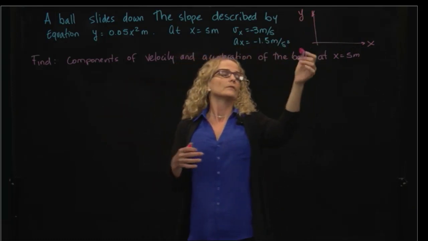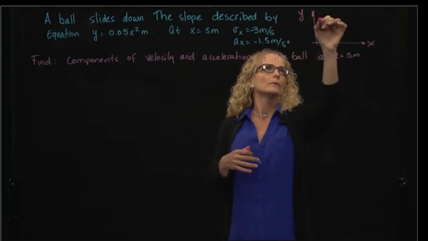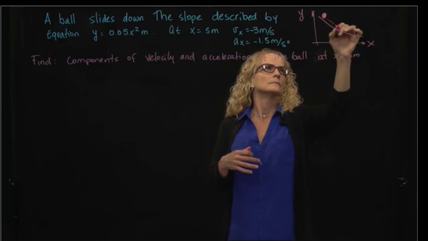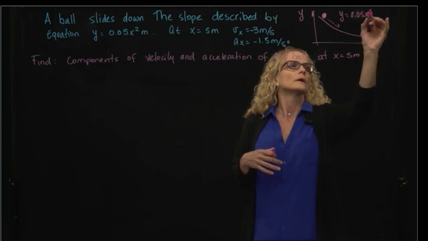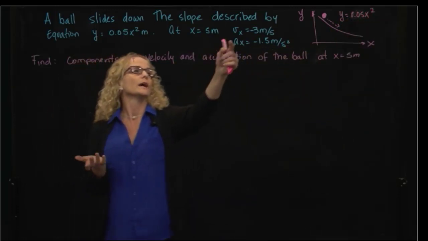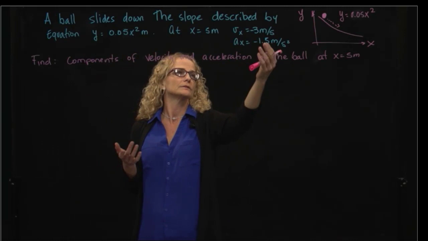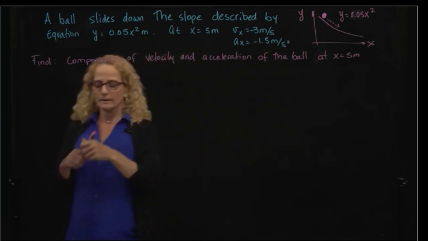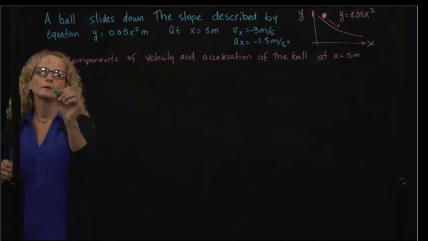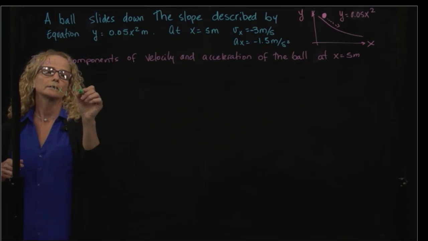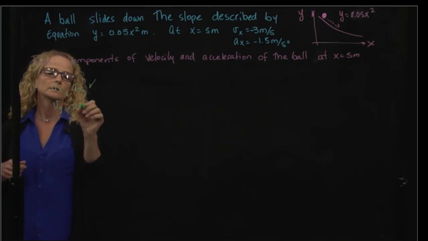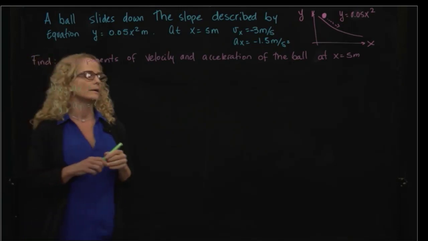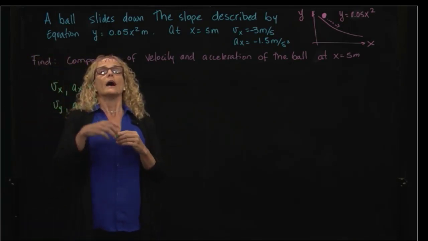We know that we have this parabola that our ball is rolling down, with y equals 0.05 x squared. Since we have the velocity and the acceleration in the x direction, we want to find the velocity and the acceleration in the y-axis. And we have the position.